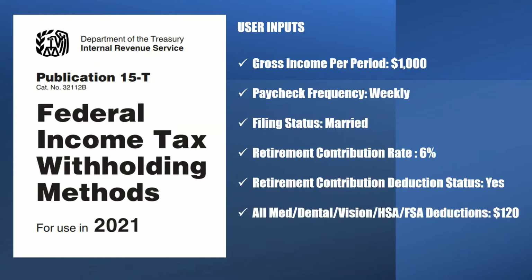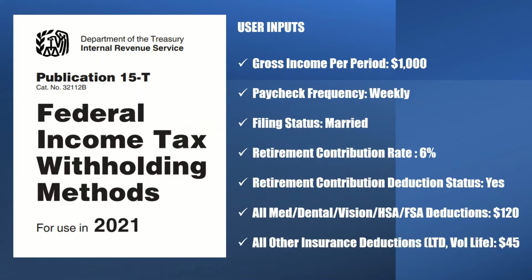We're also going to need to know the medical, dental, vision, health savings account, and flexible savings account deductions. And in this case, they're all going to add up to $120 per pay period. And other insurances like long-term disability, short-term disability, voluntary life insurance, and any other kind of deductions that your employer might have, in this hypothetical we're going to assume that's $45.